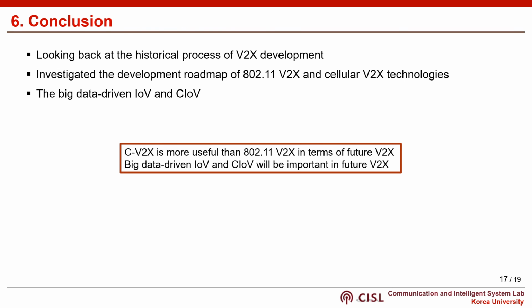So for the conclusion of this paper, we looked back at the V2X development and investigated the roadmap of 802.11p V2X and cellular V2X techniques. And finally, we have proposed two important development trends of vehicle communication technology for IoV, such as big data driven IoV and cloud-based IoV. In conclusion, cellular V2X is more useful than 802.11p V2X in terms of future V2X, and big data driven IoV and CIoV will also be important in the future V2X.